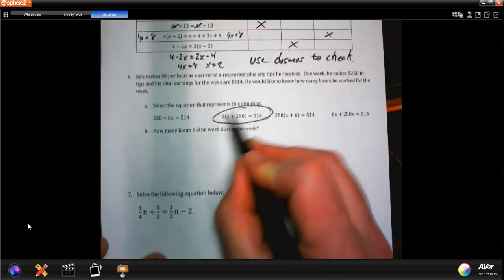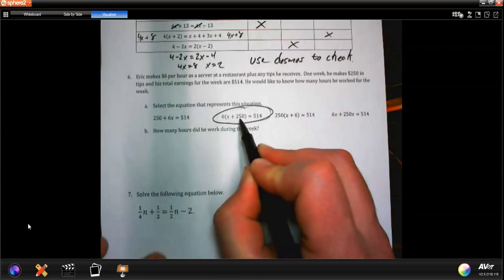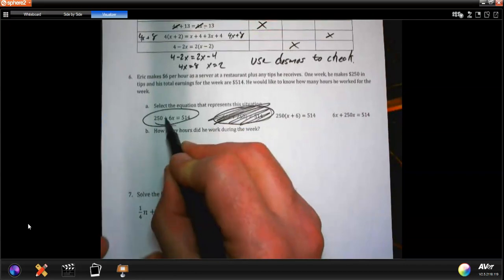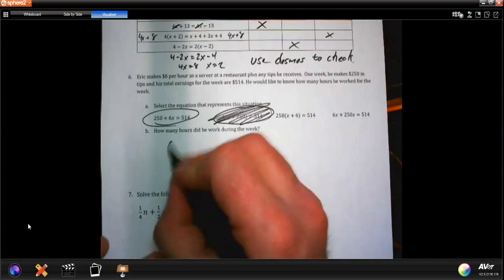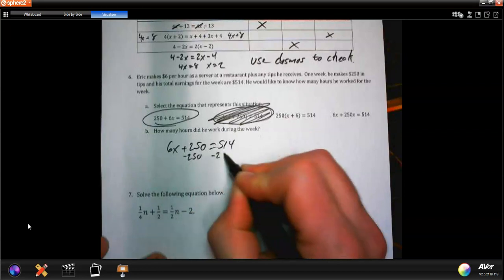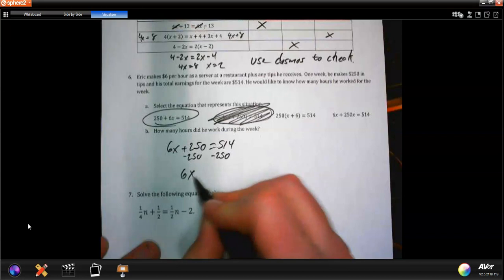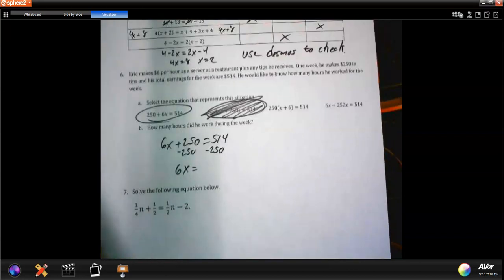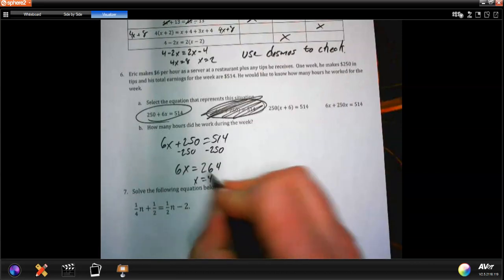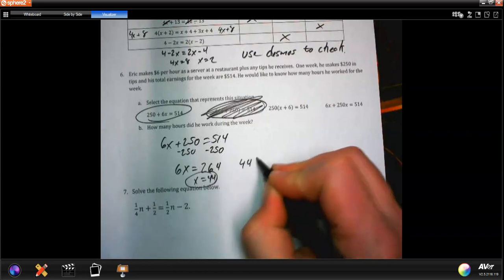That is saying he gets $6 for every hour plus the $250. $6 for every hour plus the 250 tips, 514, right? So 6x plus 250 equals 514. Subtract 250 from both sides. 6x equals 514 minus 250. I'm terrible at mental math. I'm going to go 514 minus 250. I get 264. 264 divided by 6. X equals 44. He worked 44 hours that week.